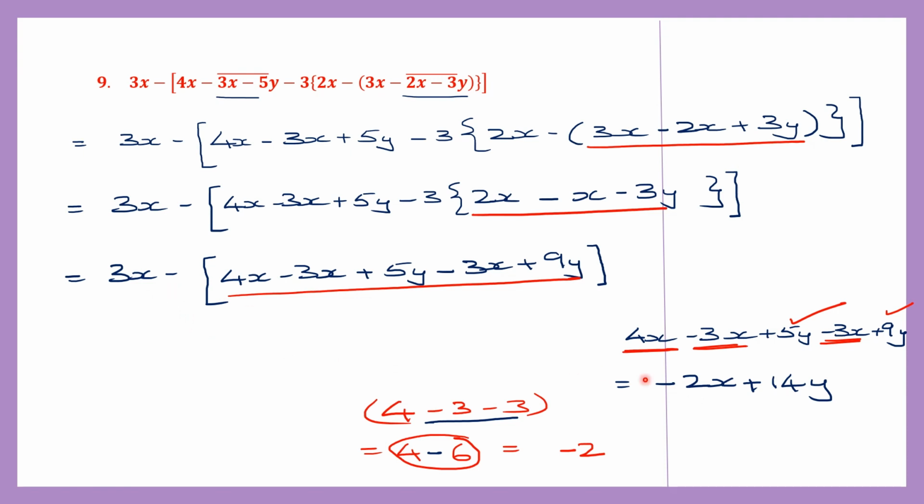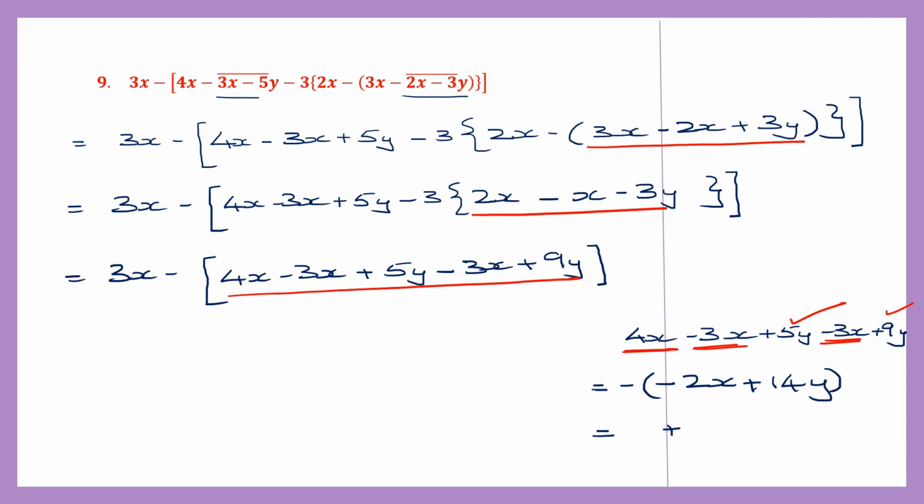Now before you remove the bracket, you need to see the sign before that. We have a minus sign. So let's put a minus sign before this. So this will be minus of all this. Okay, so that means the signs inside will change. So minus 2x will now become plus 2x and plus 14y will become minus 14y.